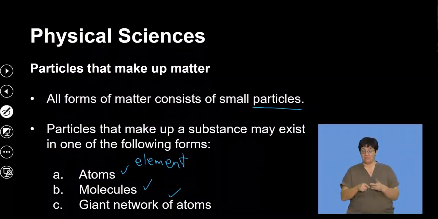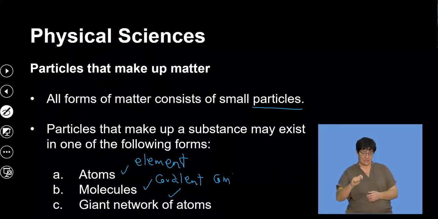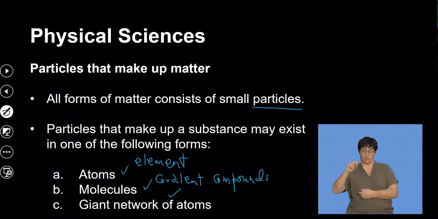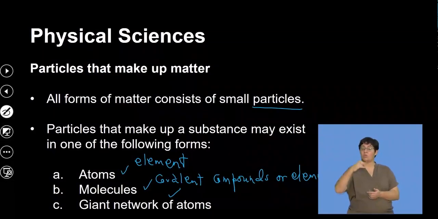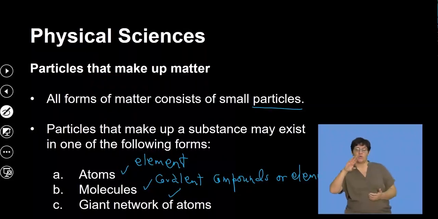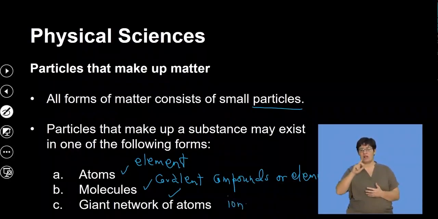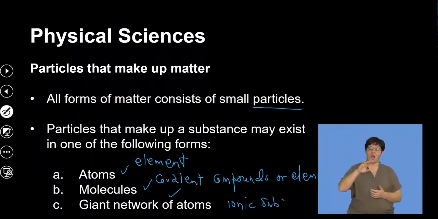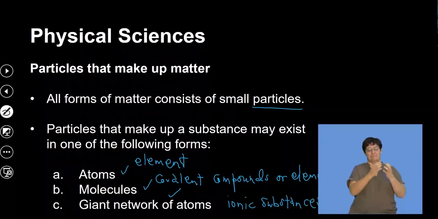Molecules will be your covalent compounds and elements. Remember we have molecules of elements, oxygen, for example, chlorine gas. So molecules are not only for compounds, but can be compounds or elements, or a giant network of atoms. In terms of the crystal lattice, an example will be ionic compounds, or ionic substances. So these are the particles that make up matter as we know it.